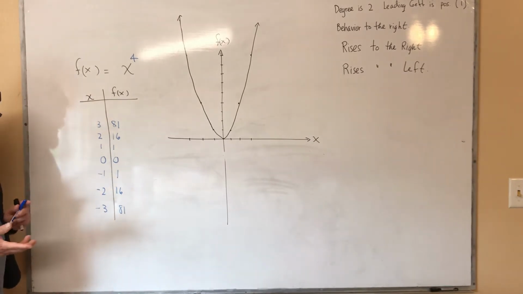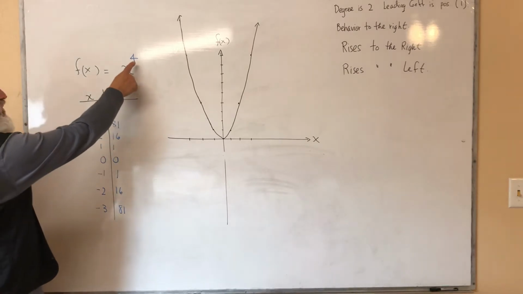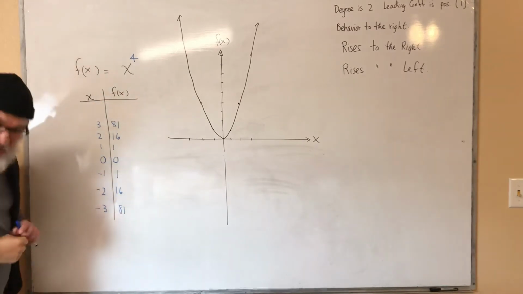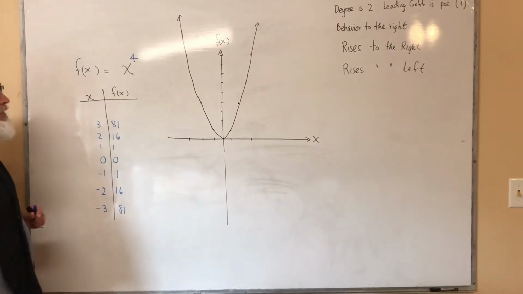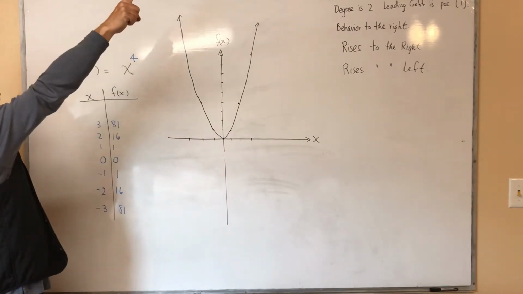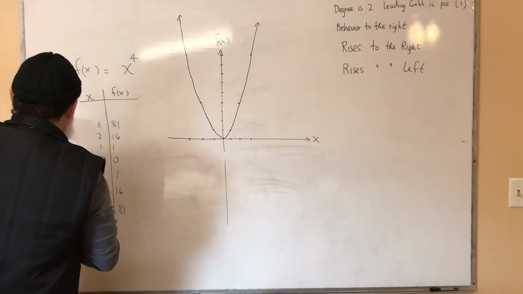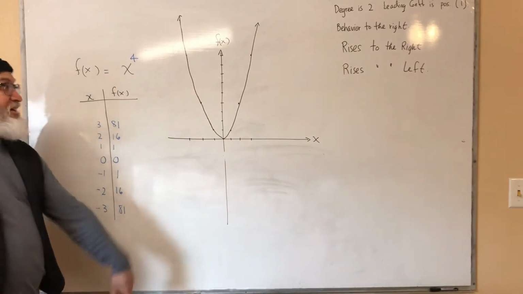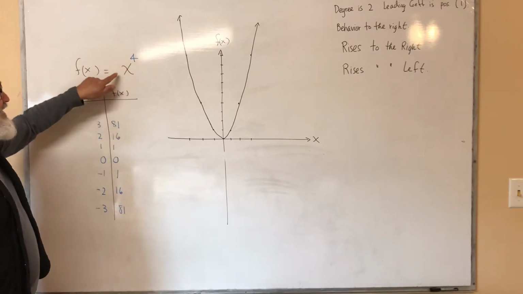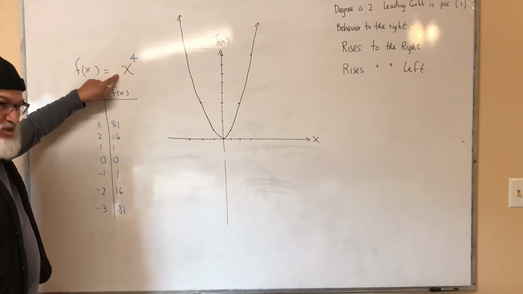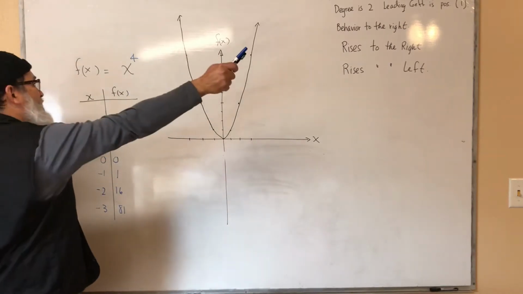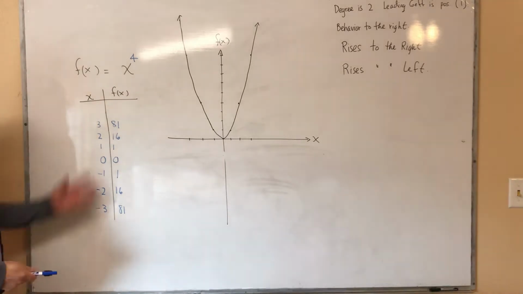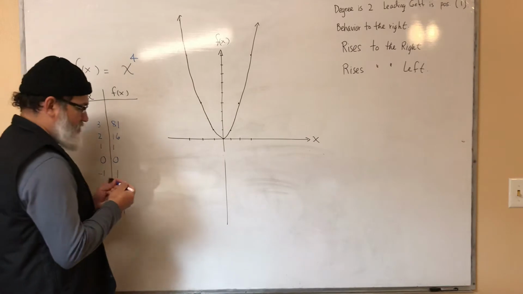I'm trying to show you that because the degree is even and the leading coefficient is positive, this is going to rise to the right and it's going to rise to the left. Okay? Whenever the degree is even and the leading coefficient positive, it rises to the right and it's going to rise to the left. Okay. So let's graph it. Watch this. 0, 0. Right here.